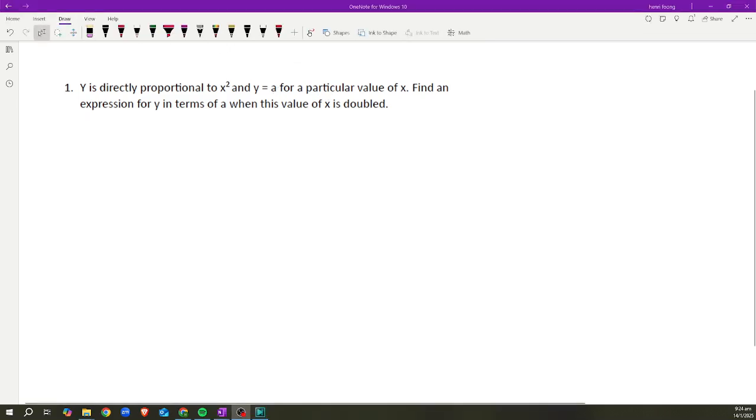Okay, the question states that y is directly proportional to x squared, which means you can write the equation y equals kx squared, where k is a constant.